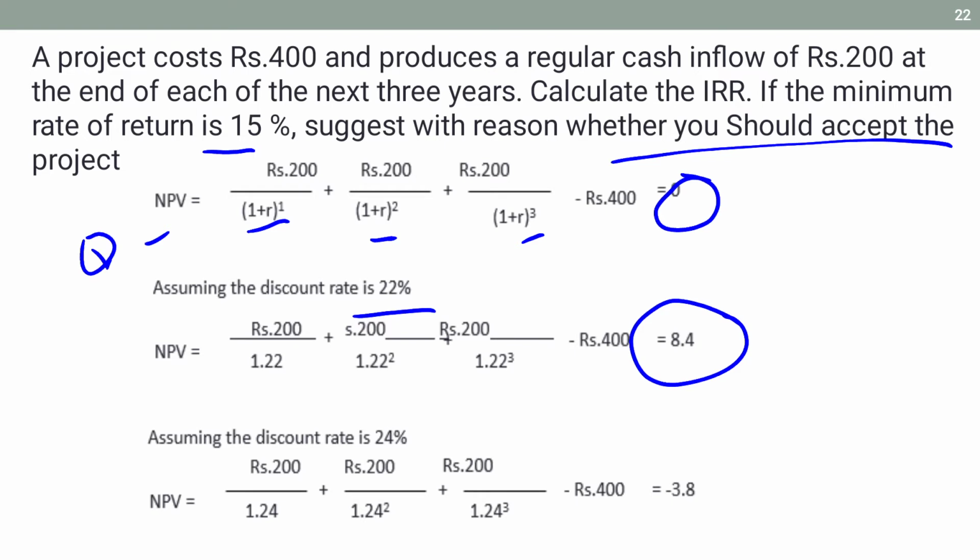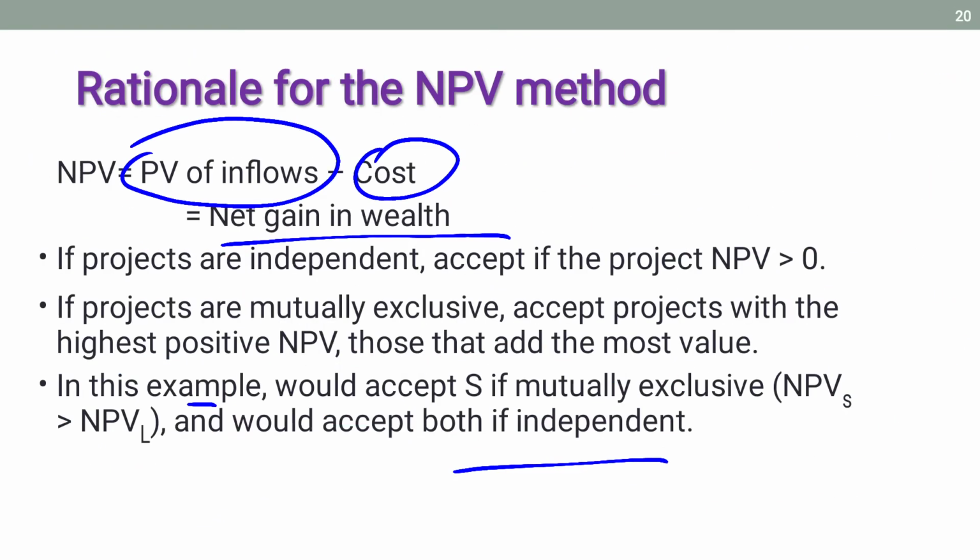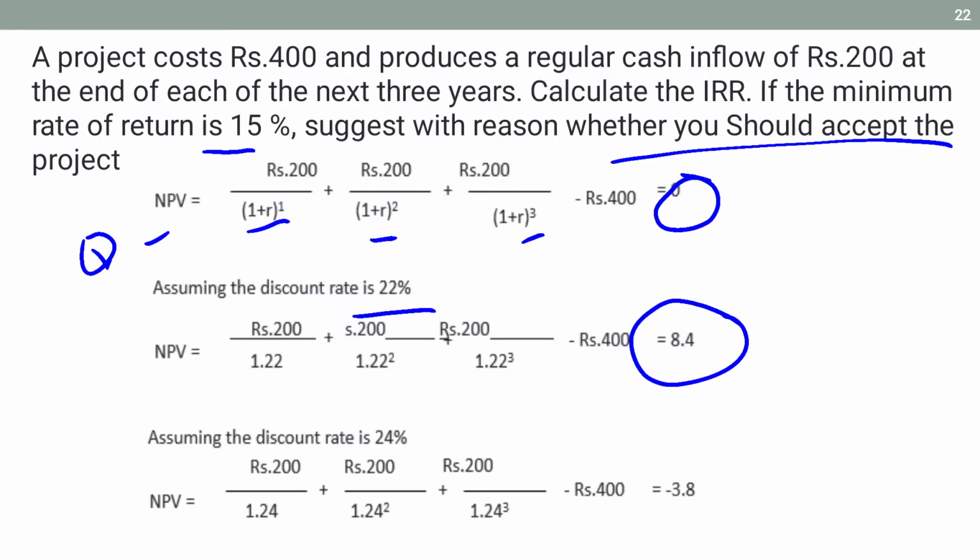200 upon 1 plus 0.22 to the power 1, again 200 million upon 1 plus 0.22 to the power 2, for the third year 200 upon 1 plus 0.22 to the power 3, minus 400. If you calculate, you are ending up with the value of 8.4, right?